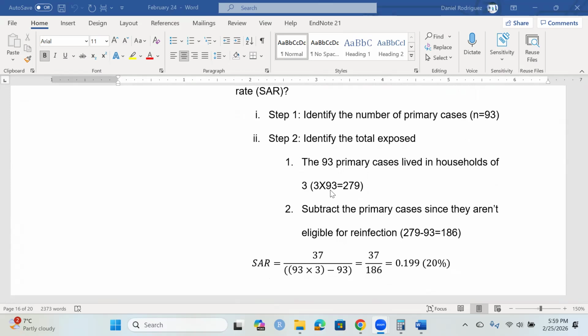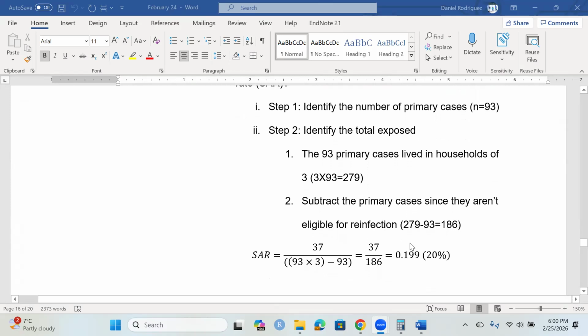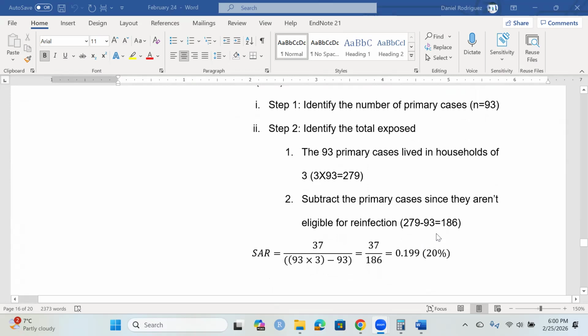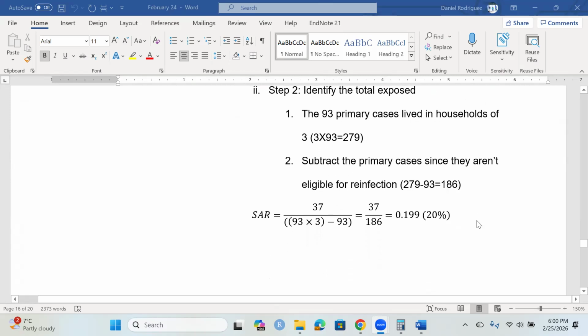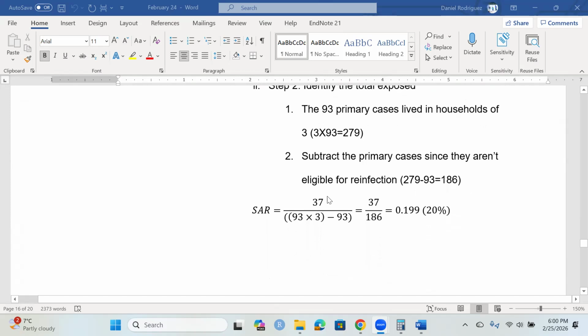However, those 93 of those 279, the primary cases, cannot be reinfected, so they are ineligible for reinfection. So we have to remove them from there. You can just do this by multiplying by 2, but I'm showing this in a step-by-step fashion. So we get 186 individuals, all right?